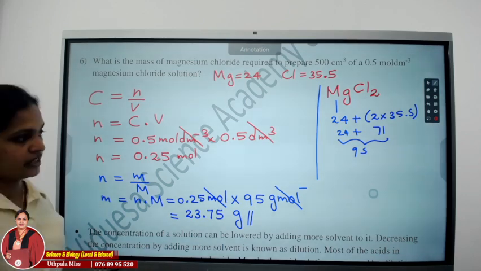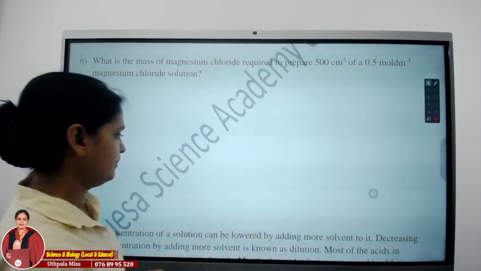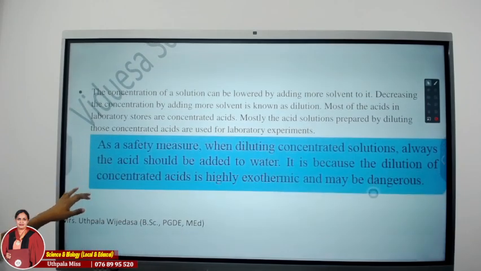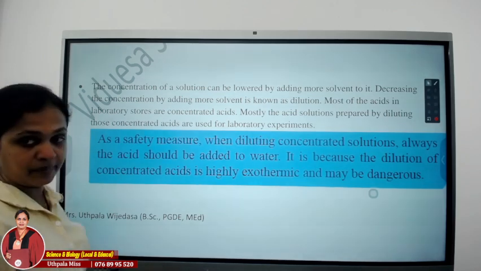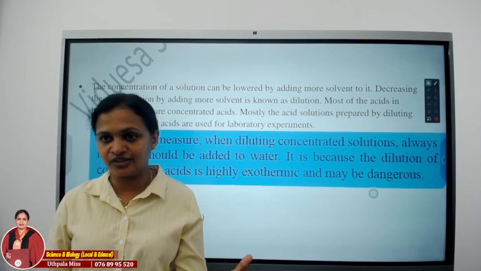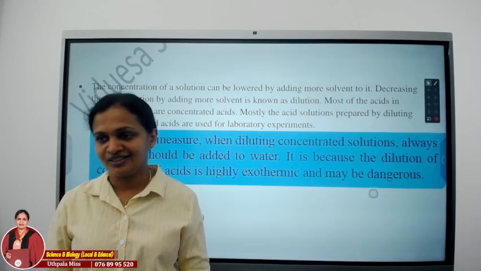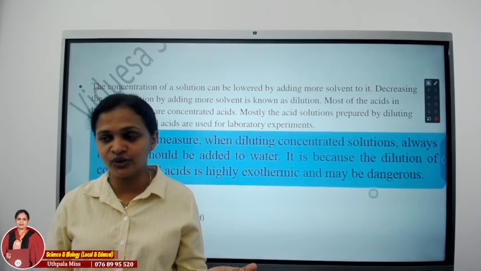The concentration of a solution can be lowered by adding more solvent to it. Decreasing the concentration by adding more solvent is known as dilution. When you are preparing a drink out of cordial, cordial is concentrated. You take one part of cordial and put 5 parts of water according to the instructions. Then you are diluting. Solvent is water there.